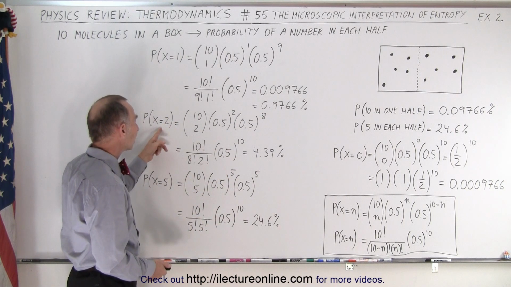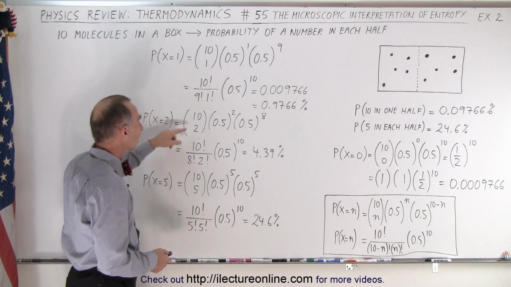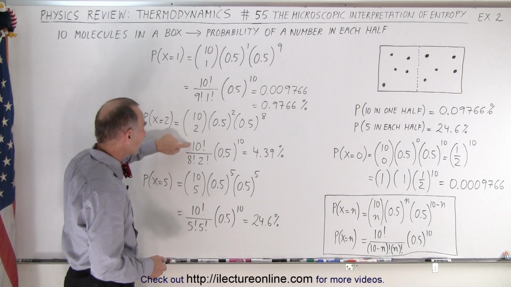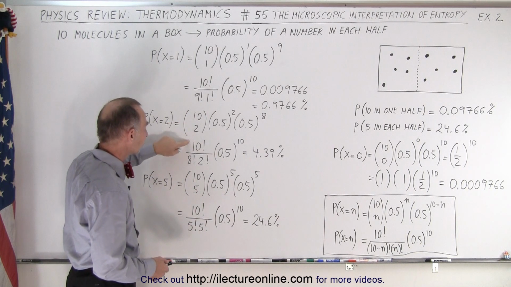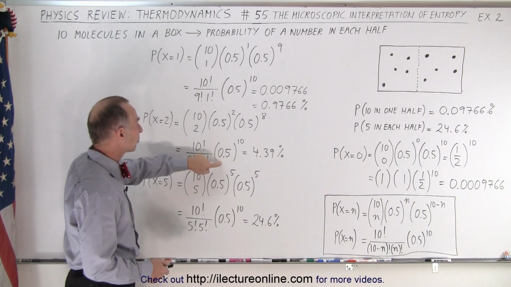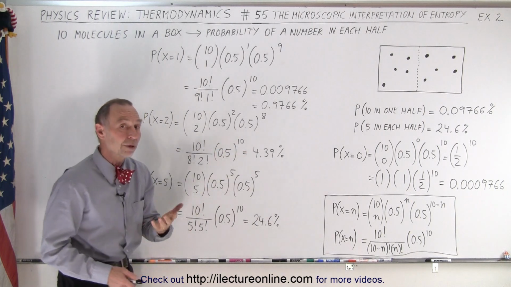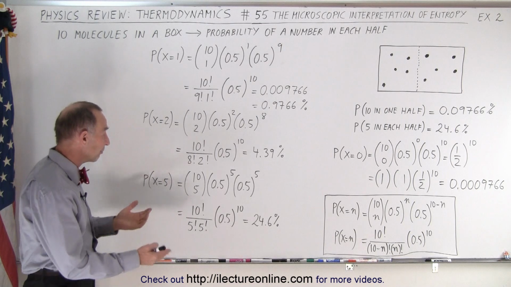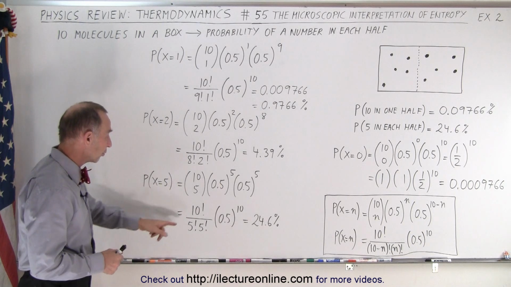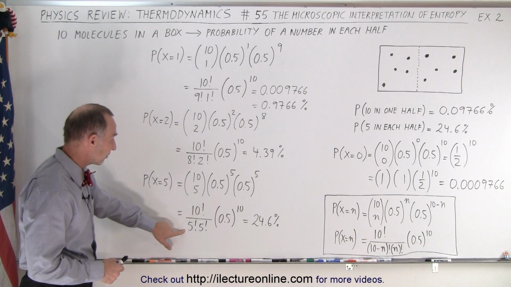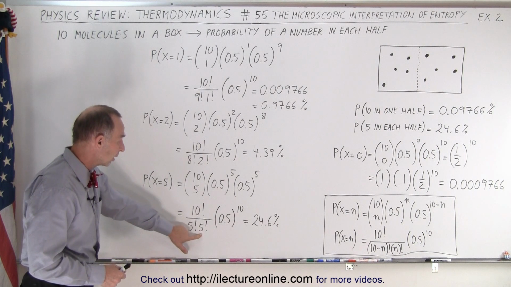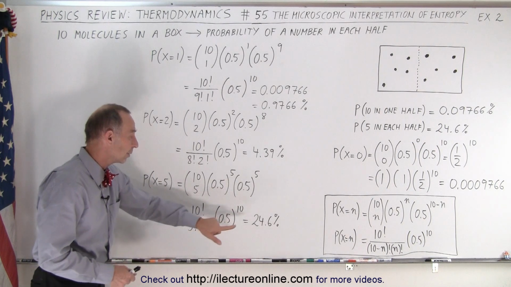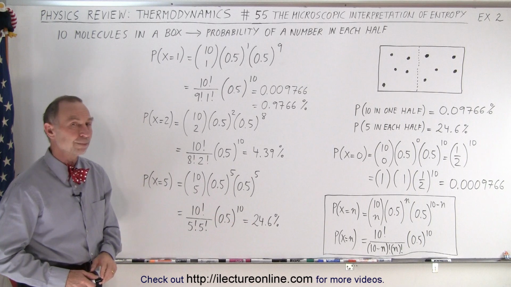For 2 on one side and 8 on the other side, the probability is calculated to be 10 factorial divided by 8 factorial divided by 2 factorial times 0.5 to the 10 power, and that's already more than 4%. And finally, the 50-50 situation: notice we have 10 factorial divided by 5 factorial divided by 5 factorial times 0.5 to the 10 power, which is 24.6%.